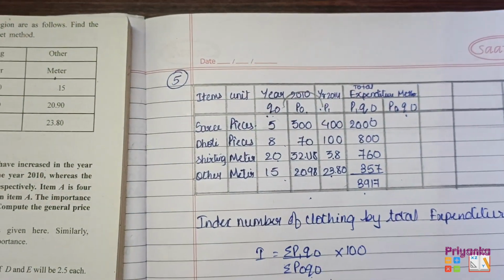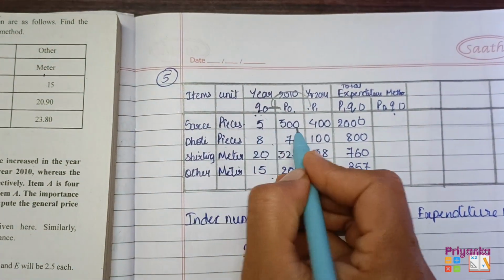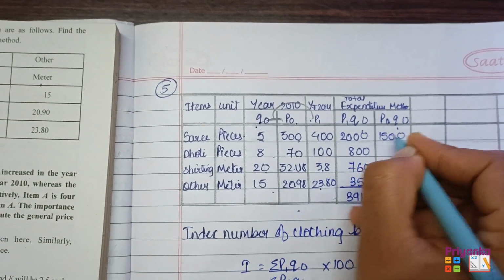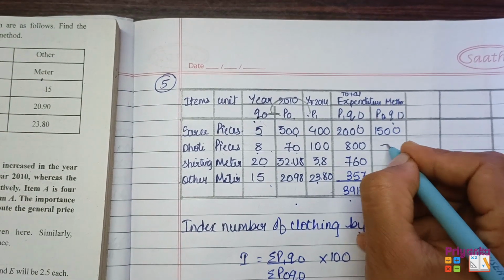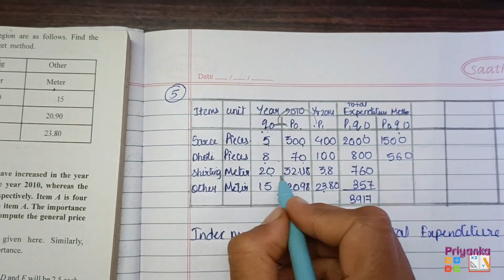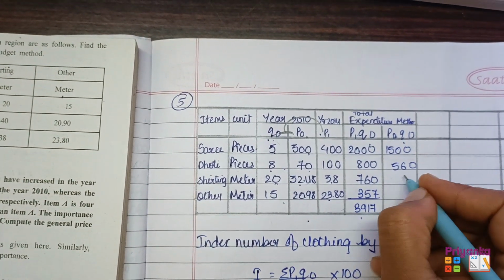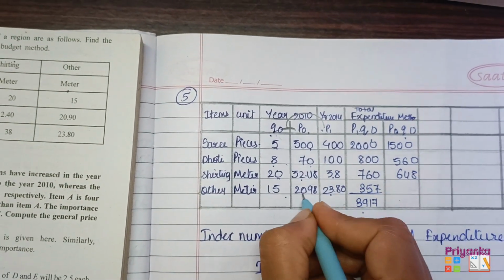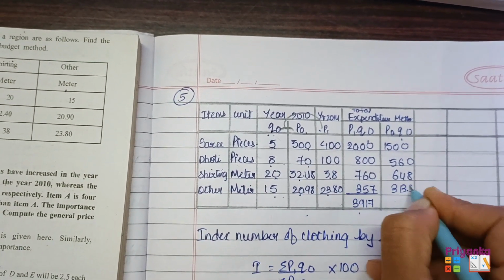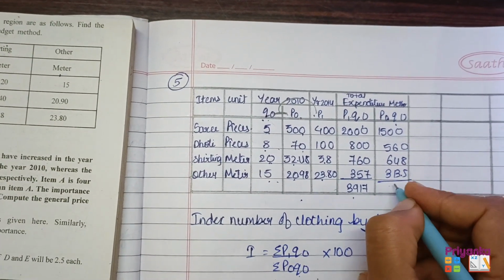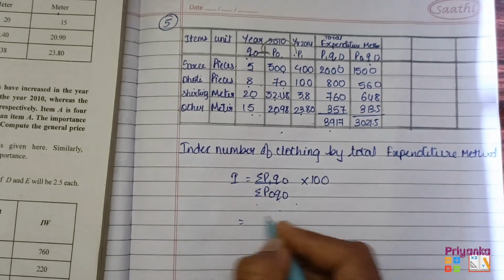Next is P0 Q0, that is P0 multiplied with the Q0 column. 5 into 300, 1500, 70 into 8, that is 560. Then 32.48 multiplied by 20, here we get 648. 20.98 multiplied by 15, 313.5. Get the total, that is 3021.5.